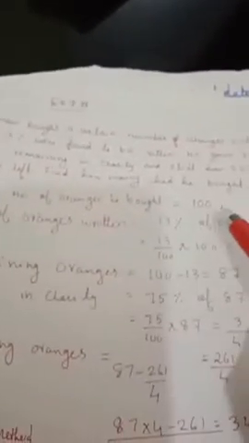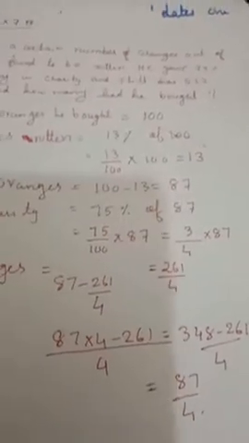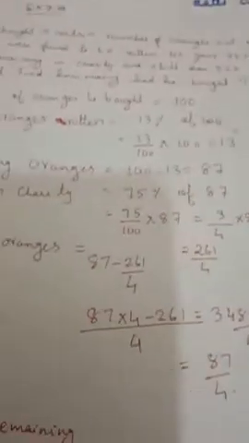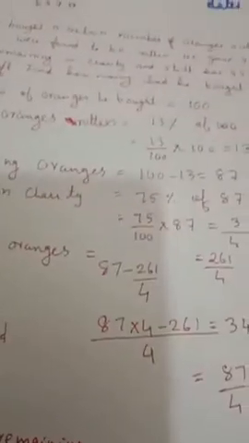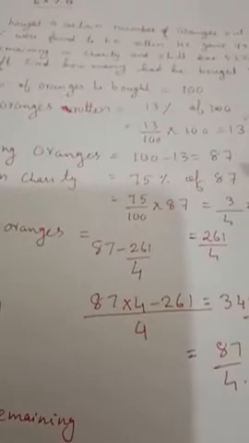Clear? So first you take the number of oranges he bought as 100. It is only an assumption. Let the number of oranges he bought be 100. The number of oranges rotten is equal to 13 percent of 100. Here we took it as 100, so 13 by 100 into 100 is 13. 13 oranges rotten, now how many oranges are left? Remaining oranges is equal to 100 minus 13, it is 87.